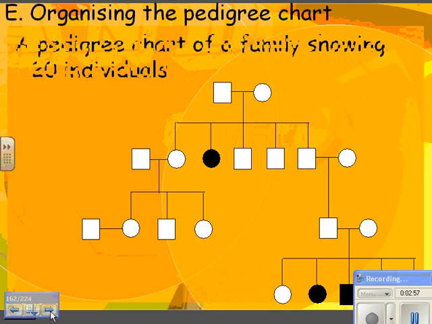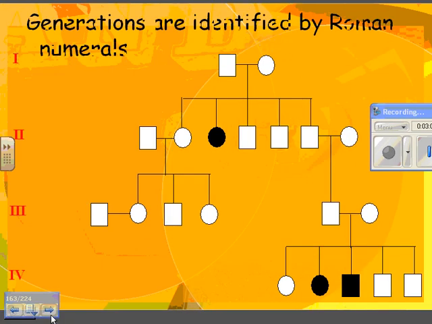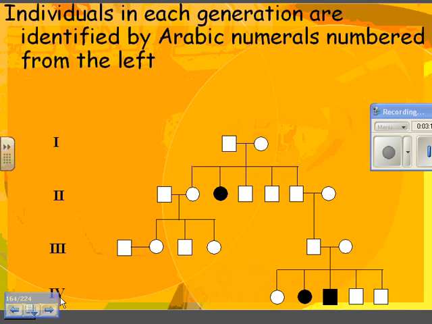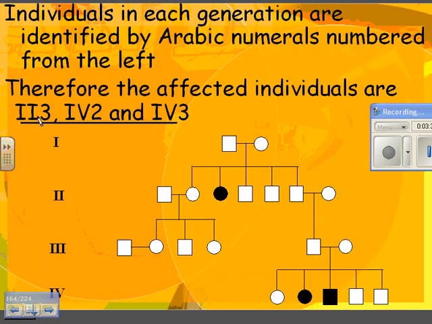Here is a pedigree chart of a family showing 20 individuals. You typically use Roman numerals to show each generation, but I wouldn't memorize that. But anyway, here's generation 1 and 2 and 3 and 4. And then you number the people 1, 2, 1, 2, 3, 4, 5, 6, 10, like that. Okay, so in each generation, the individuals are identified by Arabic numerals, numbered from the left. So the affected individuals here are Roman numeral 2, number 3. That's this one. And then this would be Roman numeral 4, numbers 2 and 3.